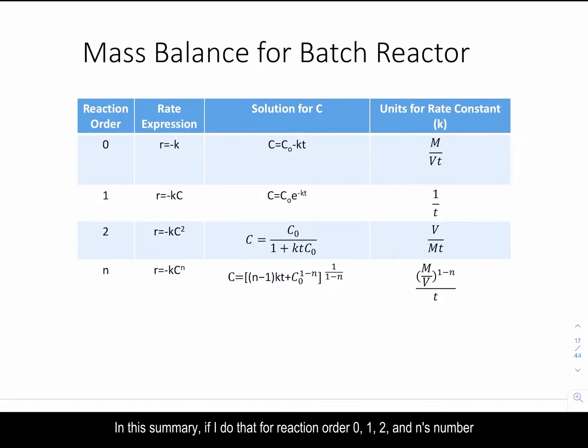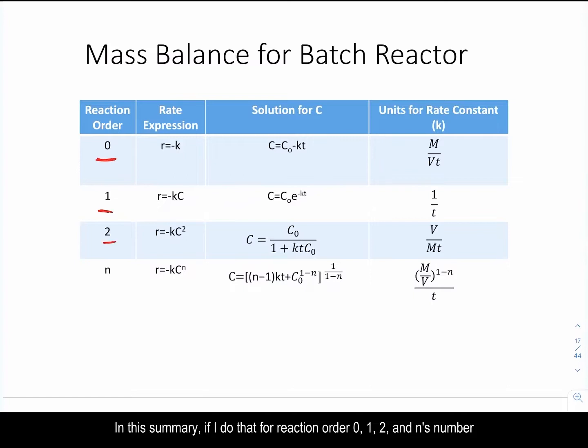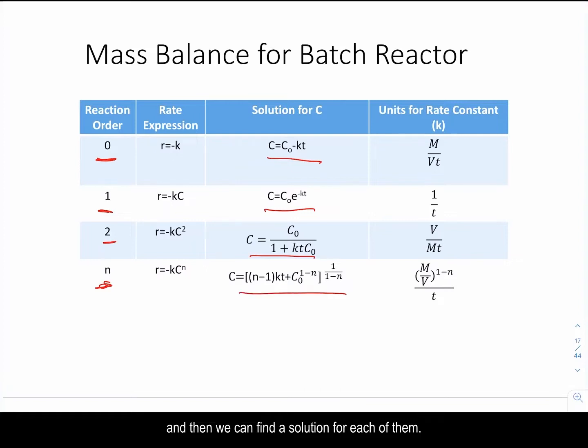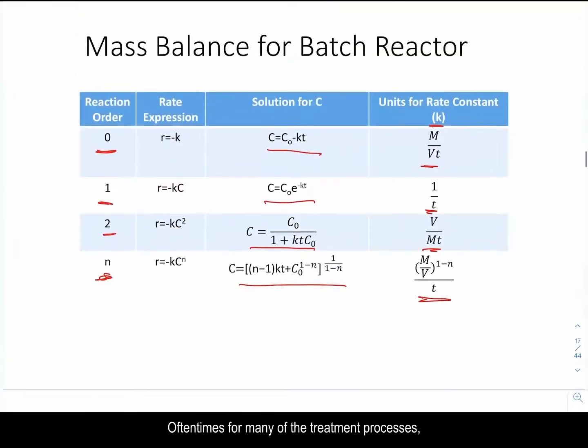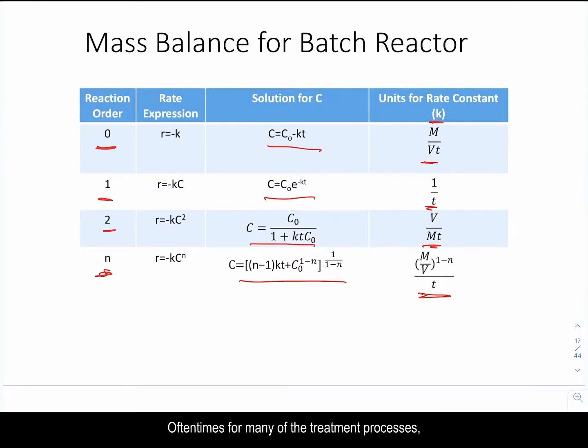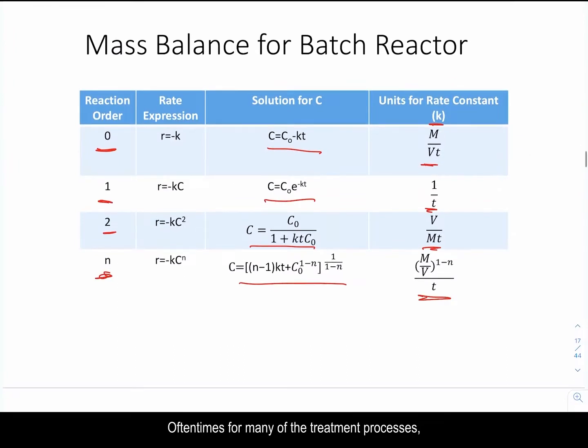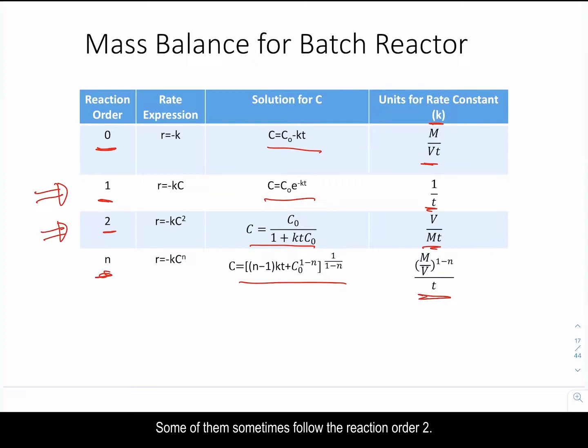So in summary, if I do that for reaction order 0, 1, 2, and nth number, then we can find the solution for each of them. And then if you actually think about them, please note that the k, the rate constant, obviously will be different depending on what reaction order we have for that certain reaction. Okay. Oftentimes, for many of the treatment processes, they follow reaction order 1. Some of them sometimes follow reaction order 2. I've rarely seen anything following more than 3 and so on. Okay.